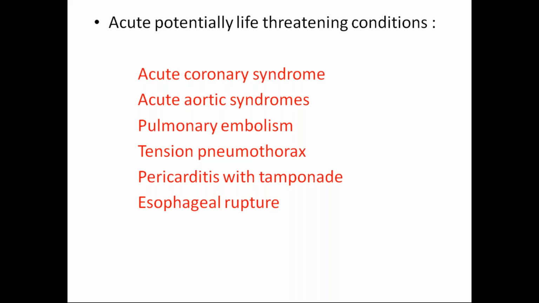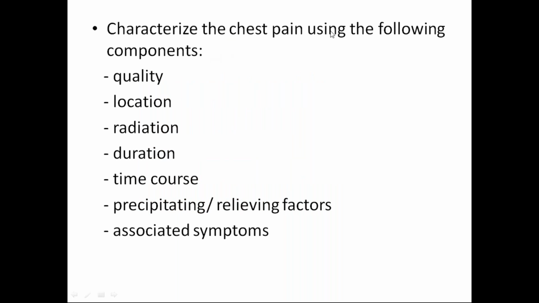Hypotension, prolonged pulse rate, and engorged chest veins is called Beck's triad, and it is seen in cardiac tamponade and pericarditis. And esophageal rupture. These 6 are very important life-threatening complications with chest pain. Characterize the chest pain using the following components. Now we will see the quality, location, radiation, duration, and time course.